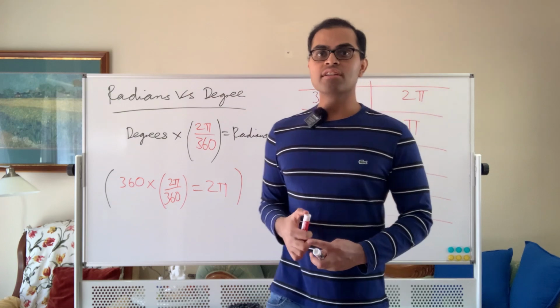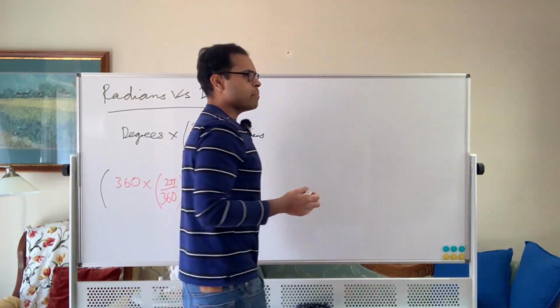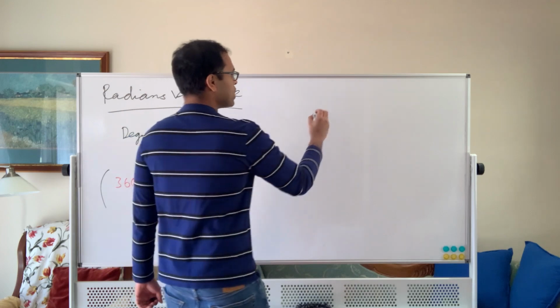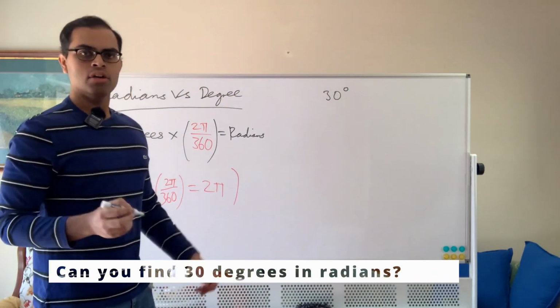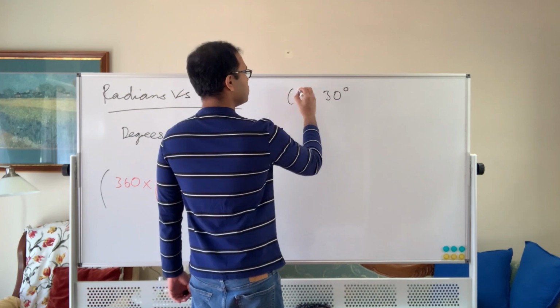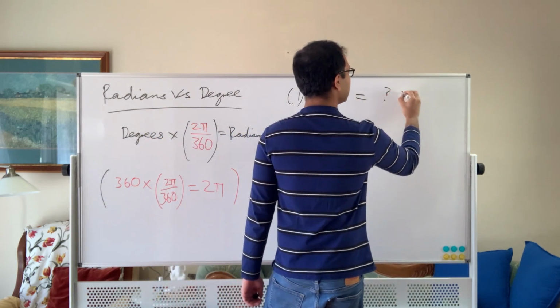So now we can get into various examples, okay? So for example, let's take a famous example. Okay, 30 degrees. How many radians is it going to be? So 30 degrees is equal to how many radians? Equal to question mark radians.